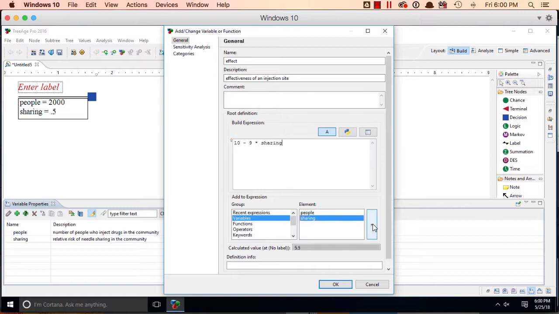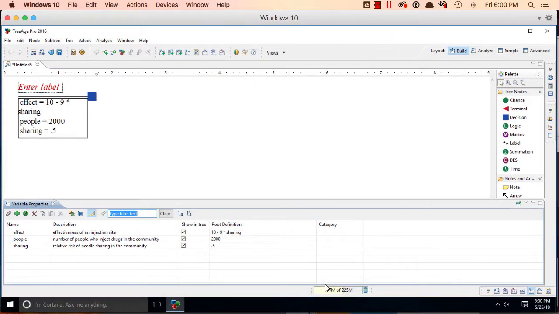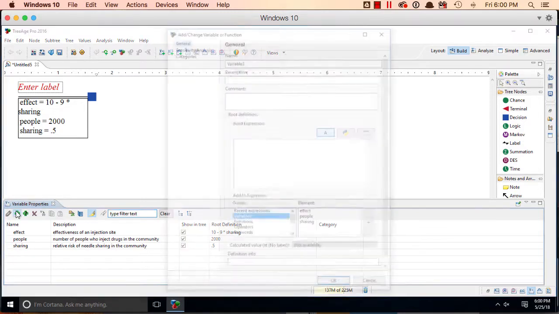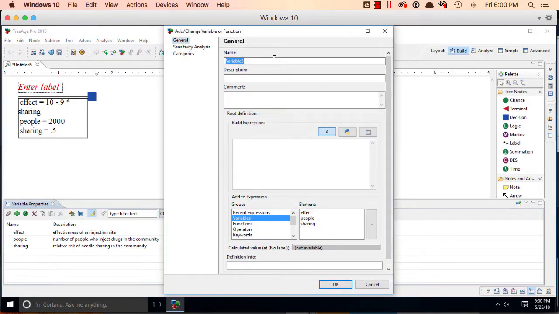The effectiveness of the injection site, we're going to say, is a decreasing function of sharing, so you can see it right there. Effectiveness of an injection site, 10 minus the quantity, 9 times sharing. So the more needle sharing, the less effective our injection sites are. The really underlying economics of this model is economies of scale. So what we're going to say is that our result is going to be that it's more cost effective to build 2 injection sites than 1 injection site.